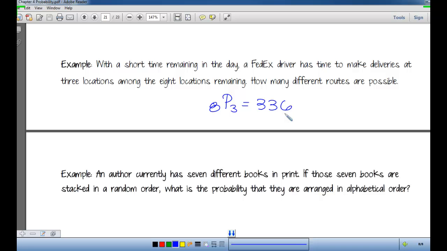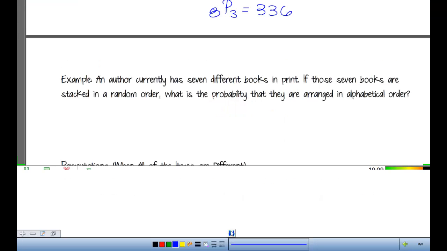All right, an author currently has 7 different books in print. If those 7 books are stacked in a random order, what is the probability that they are arranged in alphabetical order? So this problem is a probability problem. If we're looking at the probability of alphabetical order, we need to consider how many different orders are alphabetical. How many ways can you arrange the books in alphabetical order? One. There's only one way to arrange the books in alphabetical order.